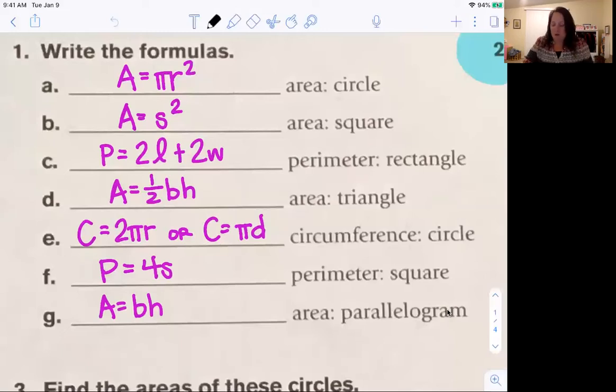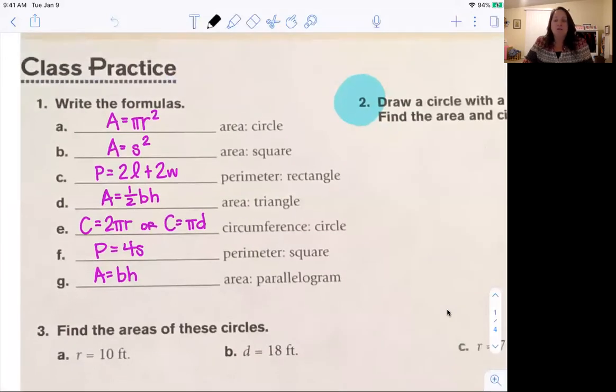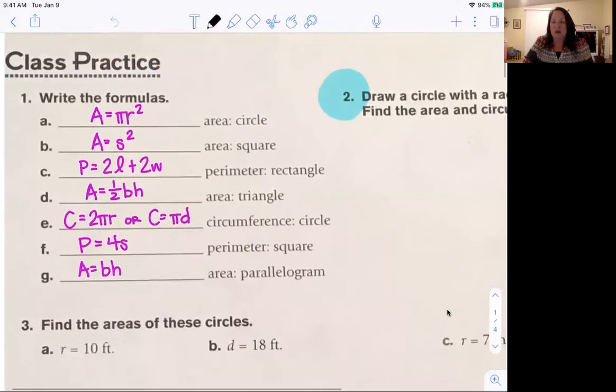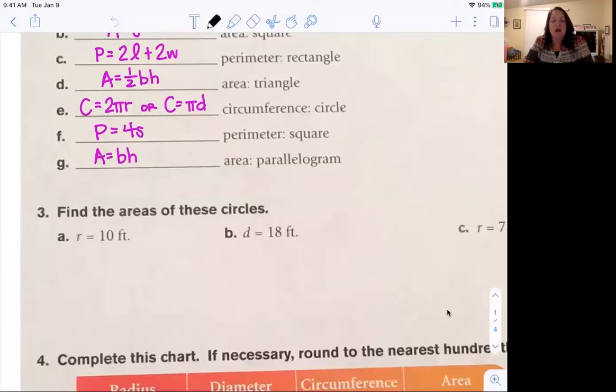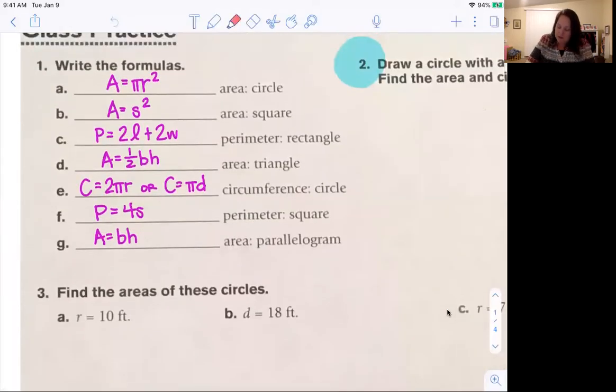Hopefully you did really well with those. If you didn't, go back and see. Number 2 I've highlighted because we're going to go over that later on in the week, probably on Friday. Number 3, find the areas of these circles. Okay, well, I know I can use this formula. A equals s squared. Oh, nope, I cannot use that formula. A equals pi r squared because I'm going to use the area of a circle.